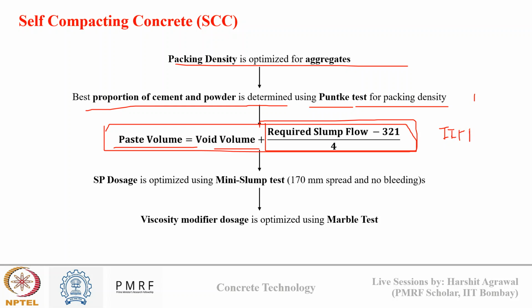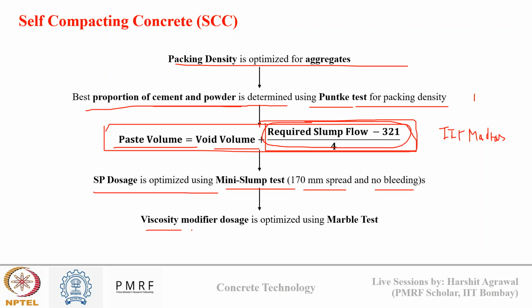They say that the paste volume you take should be sufficient to fill the voids that are left even after optimized packing, plus the additional paste required for achieving a self-compacting concrete. This is how they got the paste volume and the proportion of cement and powder that needs to be used. Once the paste volume is determined, the SP dosage is optimized using the mini slump test, so that there is a high spread and no bleeding. This is important to achieve high workability.